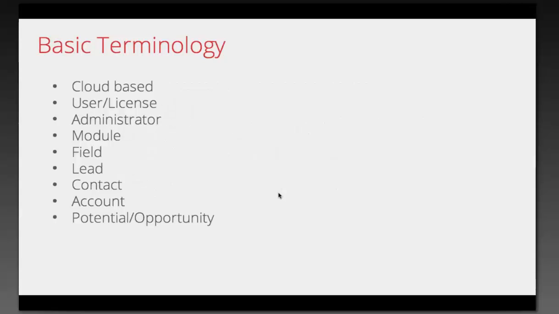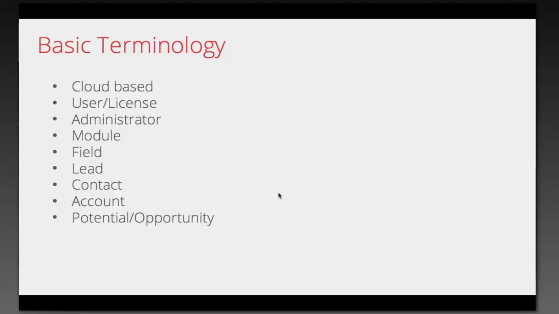All right, so let me introduce you to some basic terminology that you'll see in our user guide, as well as the CRM itself and this webinar. So cloud-based: everyone must understand cloud-based means not only can you access it on any device, it also means your data itself is stored on our servers. All of our servers are located within the United States. Your data is always backed up, secure, and encrypted.